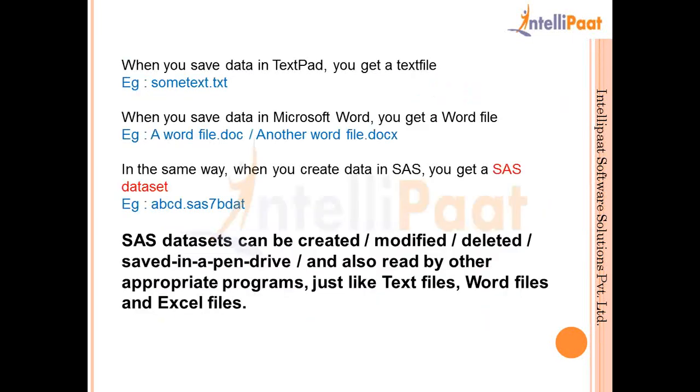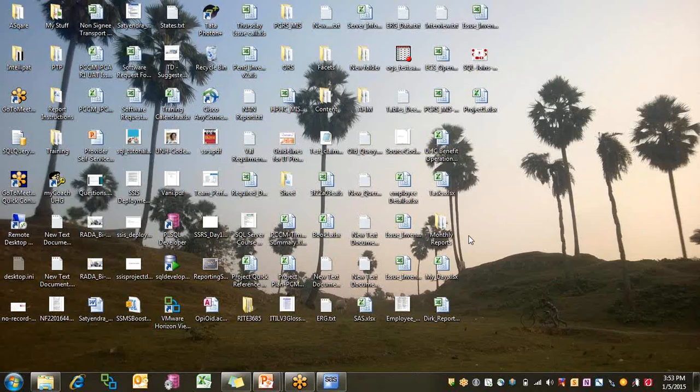Then, see, normally what happens is that for each application you have an extension defined for it. Like for text file, you have .txt. For Word document, you have .doc or .docx. In the same manner, for SAS dataset, you have .sas7bdat. Okay, so this is for SAS dataset, not for the SAS code file. If you have a SAS code file, then that code will be .sas, right? This is the SAS dataset which I have saved here. That is sas7bdat.